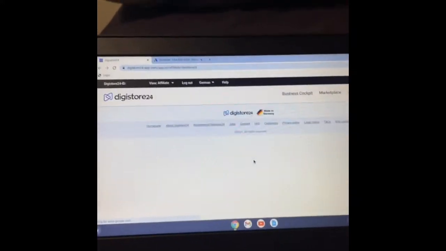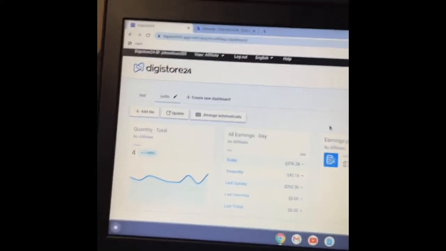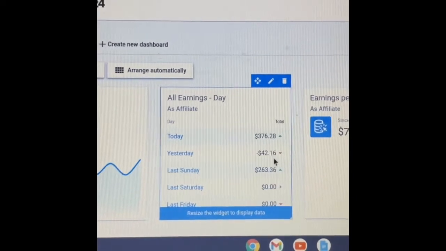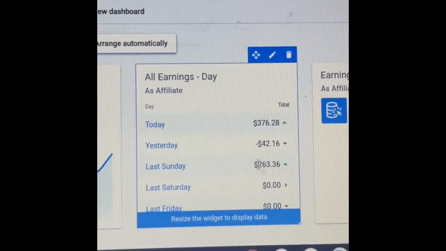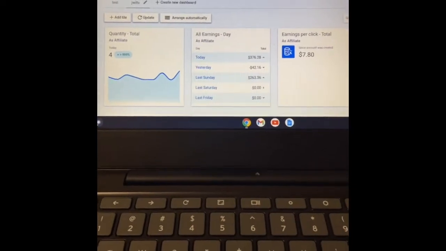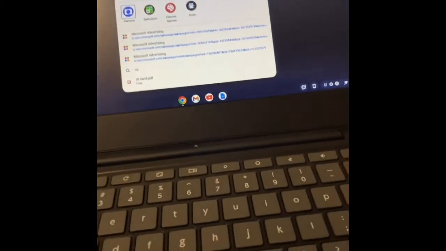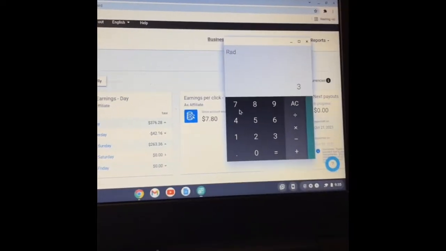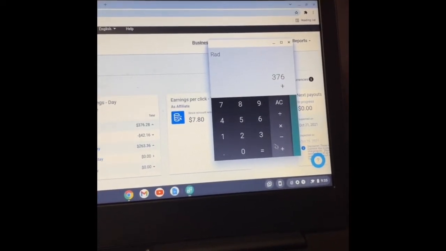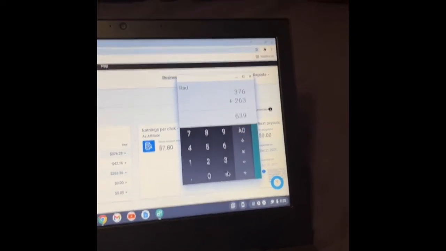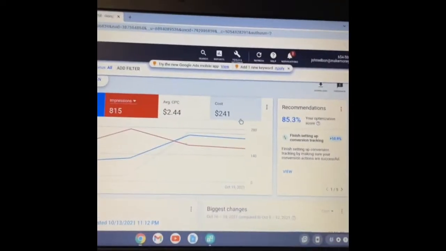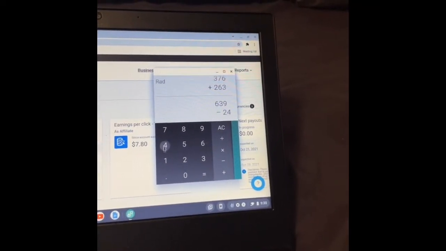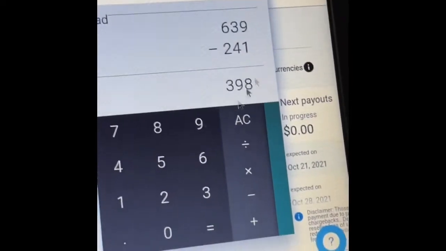Log in. As you can see, today is October 19th, $376 today. Yesterday was a refund, and Sunday was $263. So let's calculate that on our calculator. Let's see, 376 plus 263 is 639. Minus 241. So far we made $398 this week.